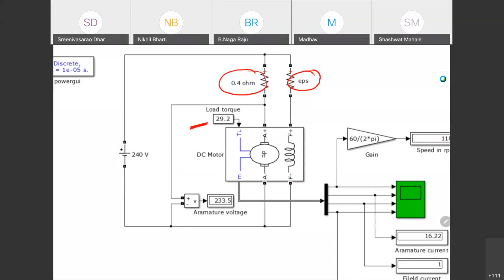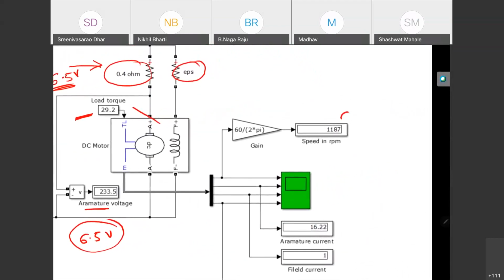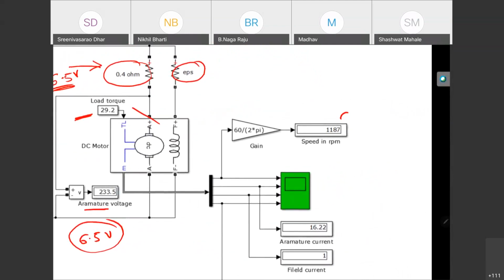This is 233.5. Your supply voltage is 240, but the voltage across the armature is 233.5. So the remaining 6.5 volts is lost in this resistance as a voltage drop. Only 233.5 volts is going to the motor. Therefore, you notice that the speed, earlier 1220, has now changed to 1187. Clear? The speed is reduced.